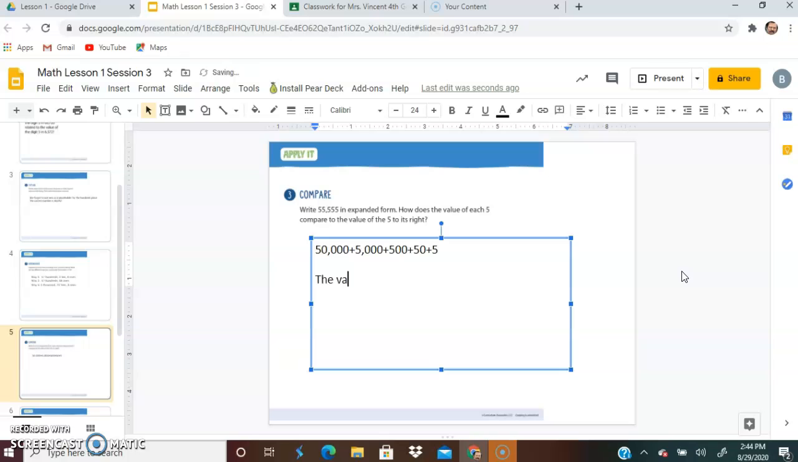And then you should have said the value of each 5 is 10 times greater, or 10 times the value of the 5 to its right. This is going to be an important concept for us to really internalize. The value of the 5 is 10 times the value of the 5 to its right. So every time you go over a place value, it's 10 times greater. Okay, pause the video.